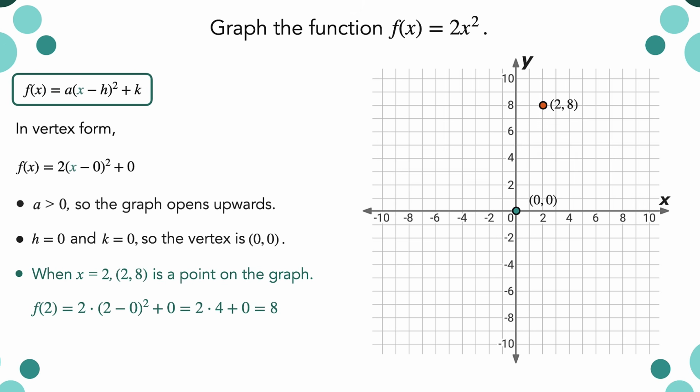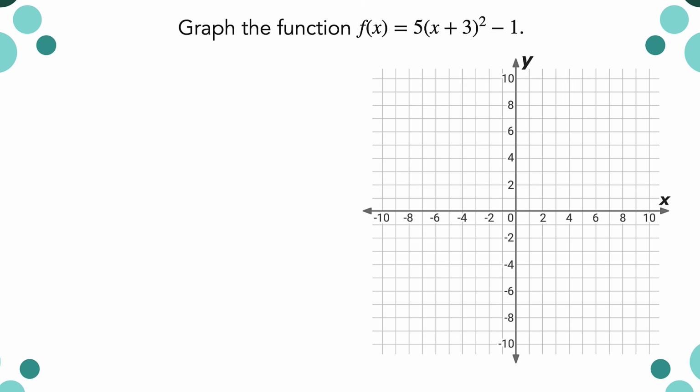We also know that our parabola is symmetric about the vertical line through our vertex, which in this case is the y-axis. So since (2, 8) is on our graph, (negative 2, 8) will be as well. Now we can plot our parabola. Here is the graph of 2x squared. Let's do another example.